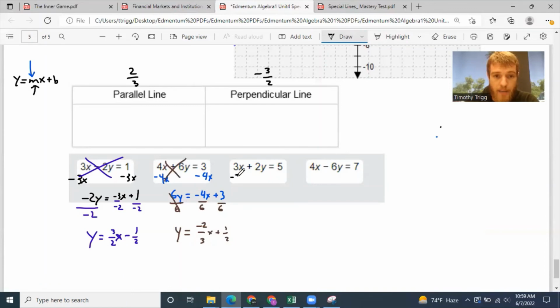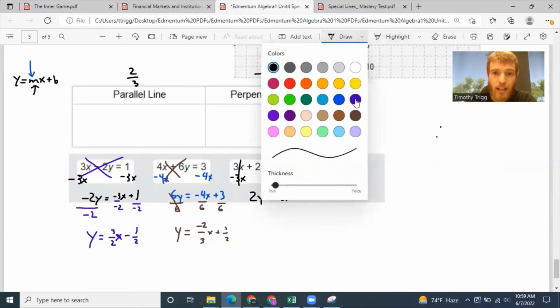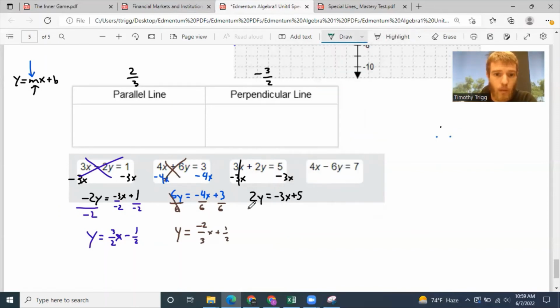Again, we want to get y by itself. So I'm going to start by subtracting 3x on both sides of the equation. This cancels here on the left, leaving us with 2y equals negative 3x plus 5. Remember, I can't combine this negative 3x and 5. We can't combine those because the negative 3 has an x attached, but the 5 is a constant. So those don't just combine like that. They're not like terms. Okay, divide by 2 on both sides of the equation to get y by itself.